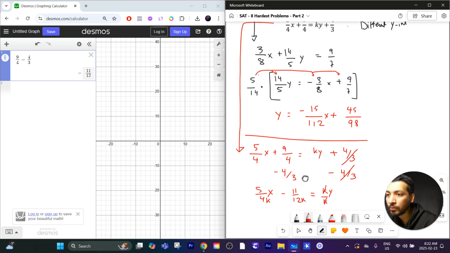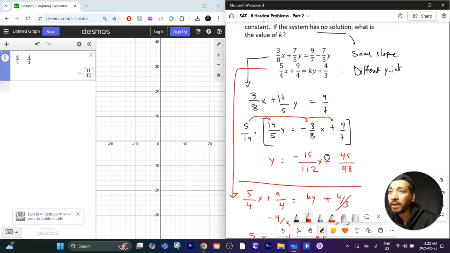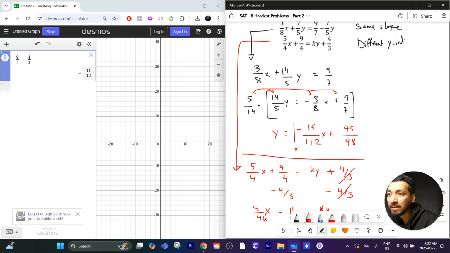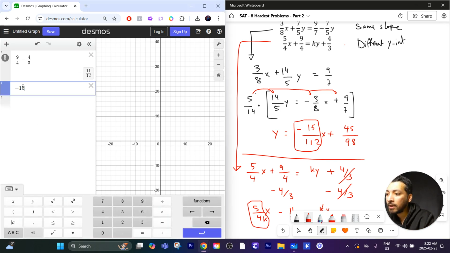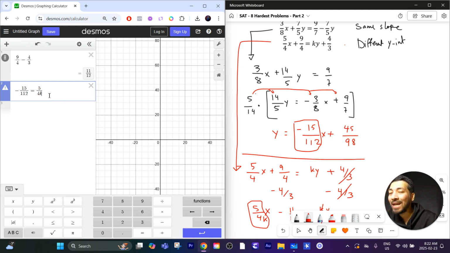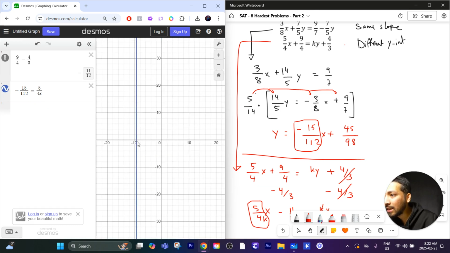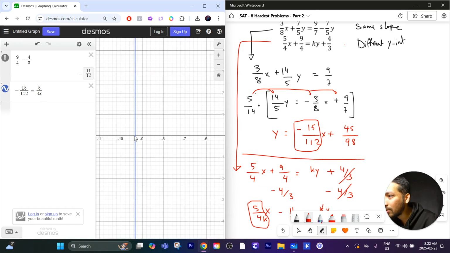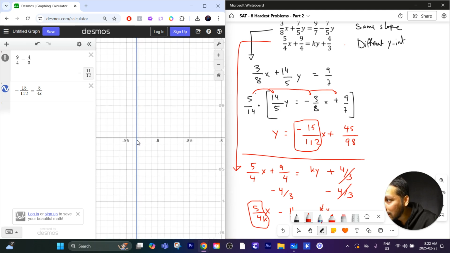So now, because they have same slope, that means these two values are equal to each other. So plug this in Desmos very quickly. Negative 15 over 112 is equal to 5 over 4k. Now we cannot solve it using a variable other than x or y in Desmos. So you can plug in y or you can plug in x. If you plug x, the vertical line is passing through a certain value. That should be your answer. Let's see.